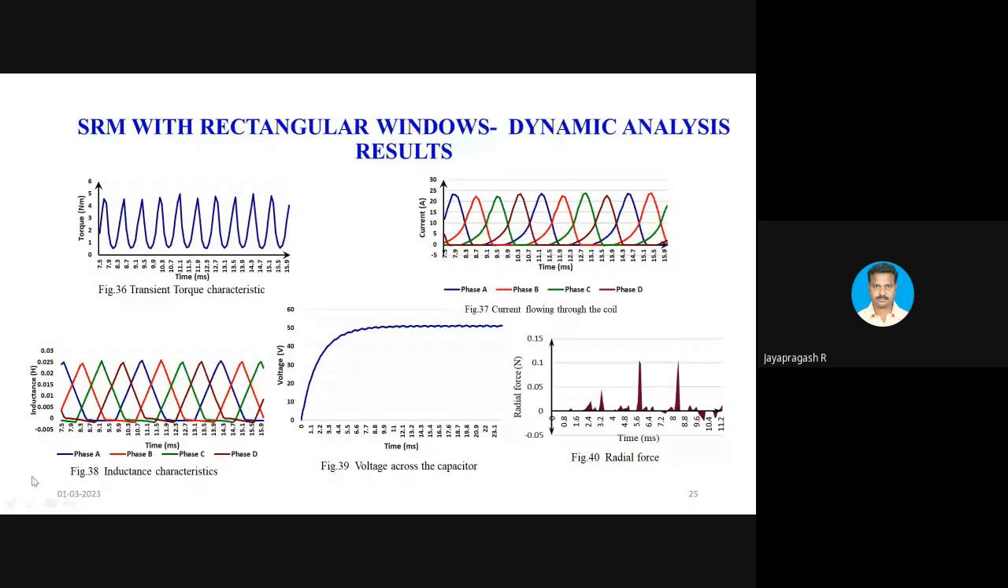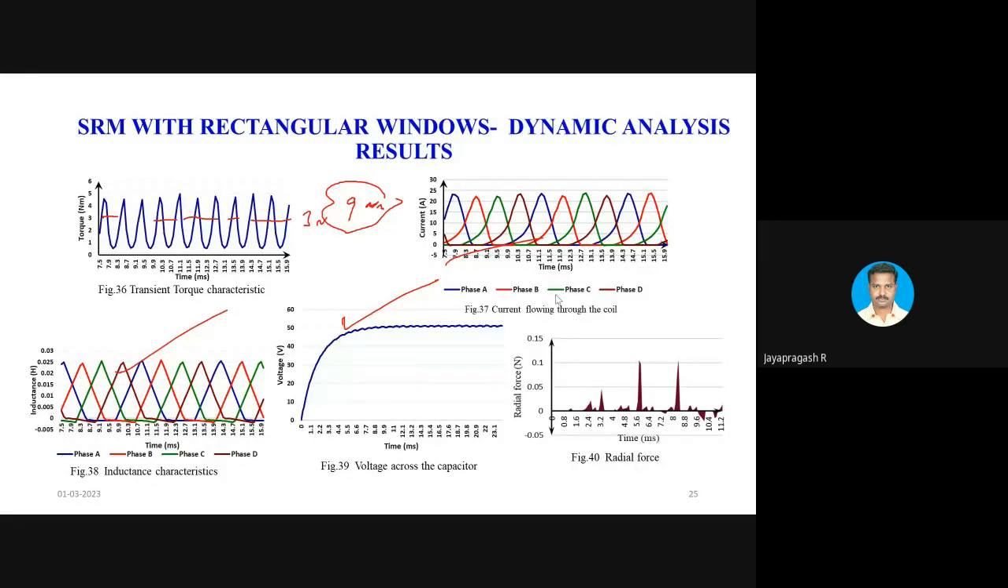And for the same machine, we have also done transient analysis. Look at this: the average torque is around 3 Newton meter, multiplied by 3 you get 9 Newton meter, which is the continuous torque requirement of the machine. The supply voltage, current, inductance, all those things are plotted.